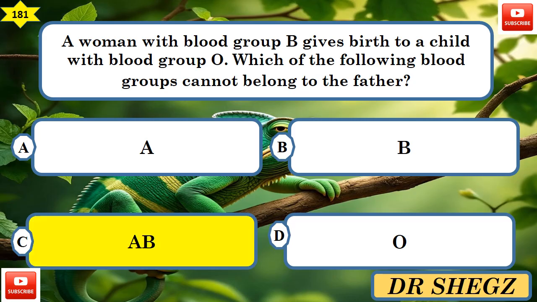Reason being that if the father has AB, he cannot give birth to a child with blood group O, because blood group O is a double recessive blood group. So the child has to inherit the blood group O, one chromosome from the father, one from the mother, for it to express itself. So if it's A, it could be AO, if it is B, it could be BO. So AB cannot get married to any other blood group and produce blood group O.